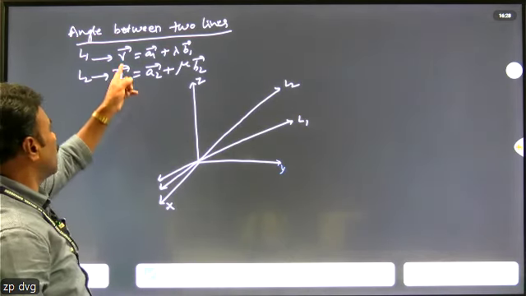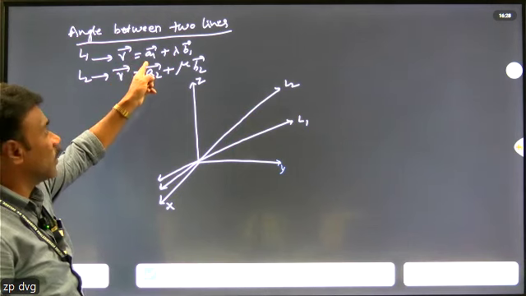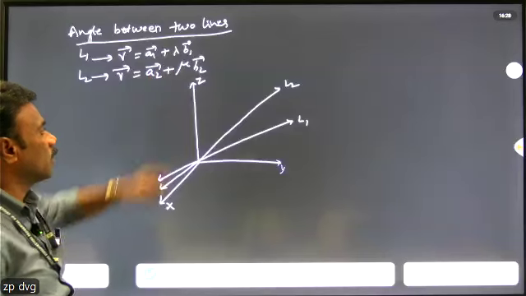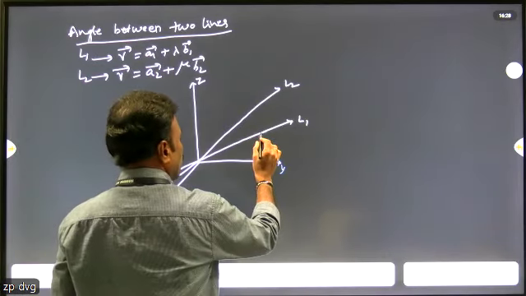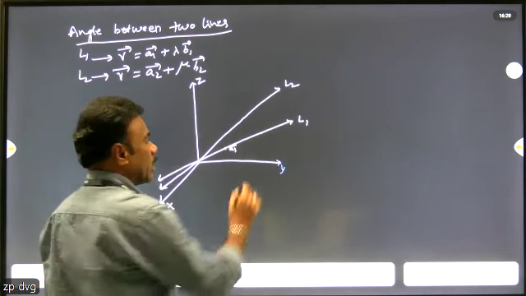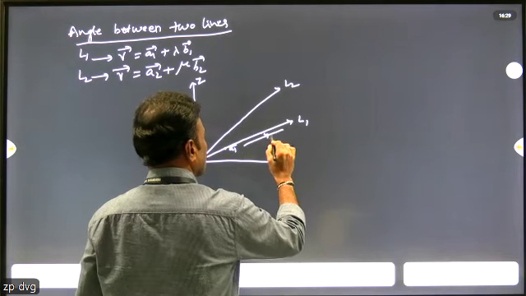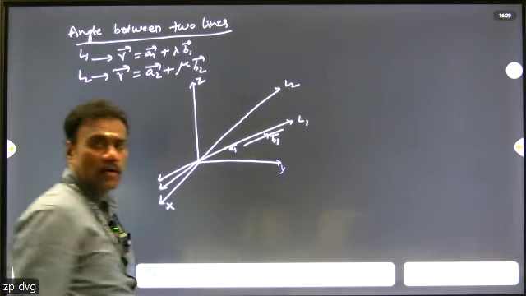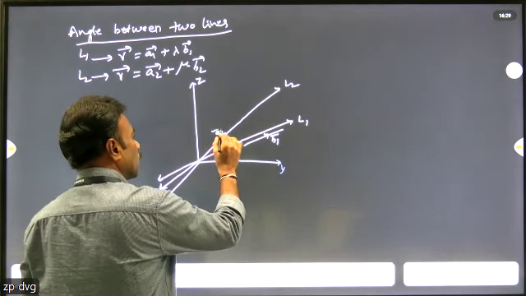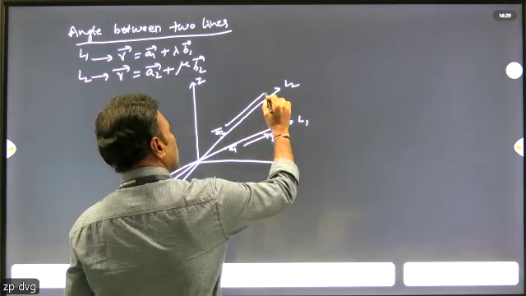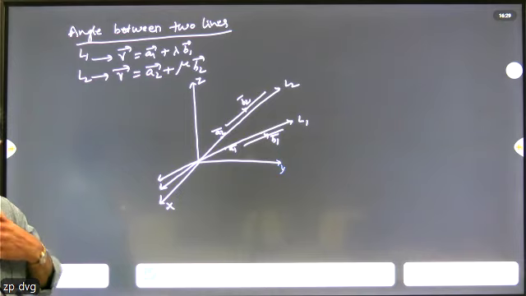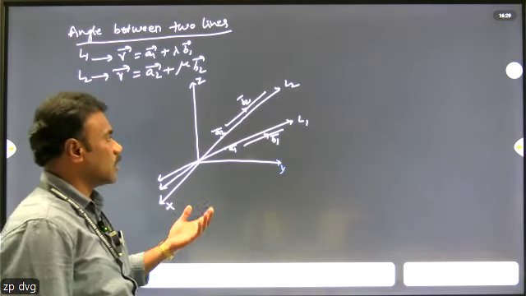So the first line is what? The vector equation of a line passing through a point a1 bar and parallel to the vector b1 bar. And the second line is passing through the point a2 bar and parallel to the vector b2 bar. We have already discussed this in vector algebra.